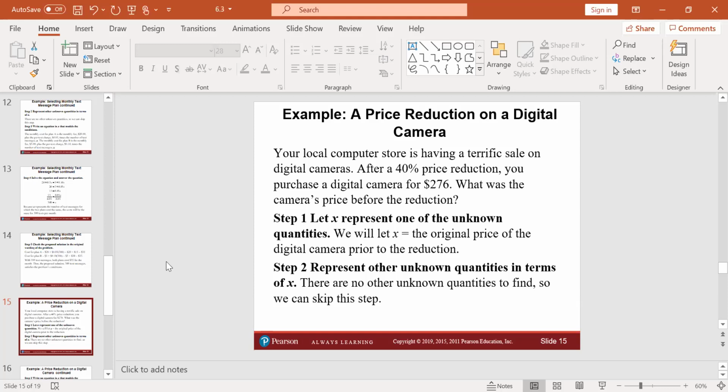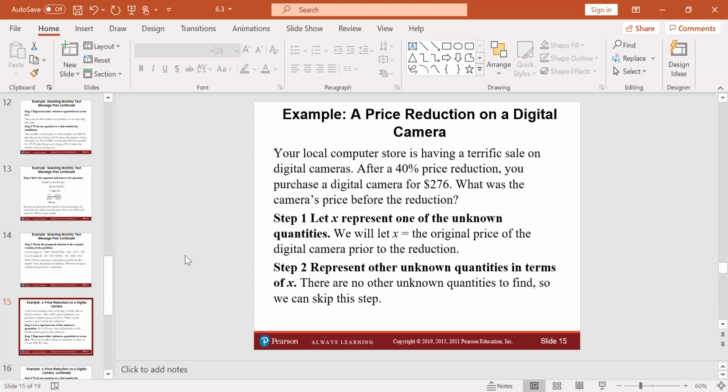Your local computer store, which is, again, a little outdated. There's computer stores still. There's like Fry's Electronics in Arlington, it's very popular. Your local computer store is having a terrific sale on digital cameras. A digital camera is not your phone. It's a separate standalone device that takes pictures. I know, this is a little bit outdated. I guess there's still some digital cameras.